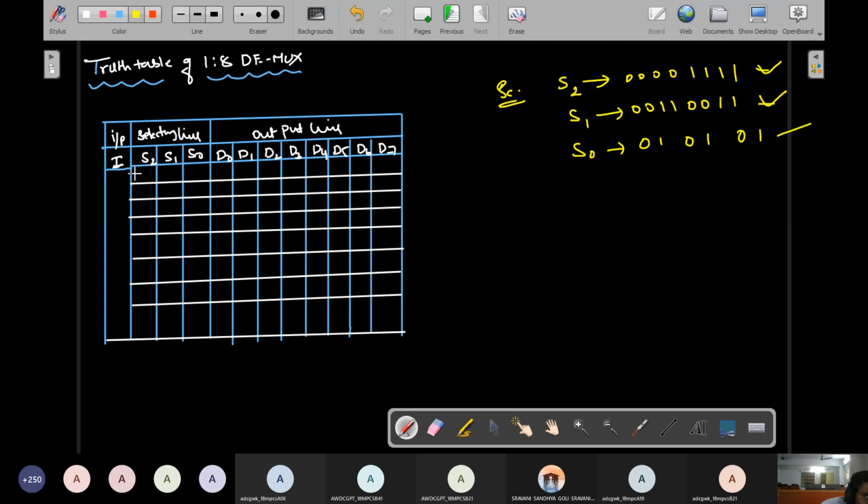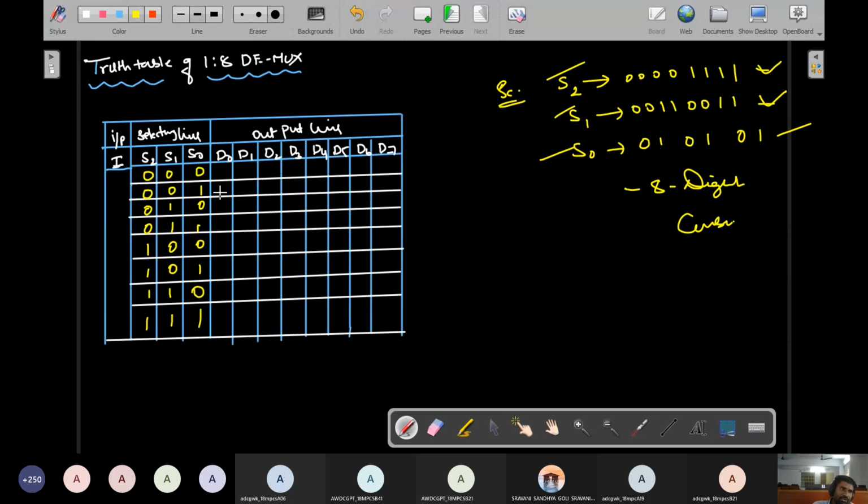Right, so here I'll represent 4 zeros and 4 ones for S2. For S1 you will get 0, 0, 1, 1, 0, 0, 1, 1. And for S0, 0, 1, 0, 1, 0, 1, 0, 1. So this is the shortcut to simply write the 8 digital combinations. You can easily write them by using this trick. Otherwise it is very difficult to learn by heart.